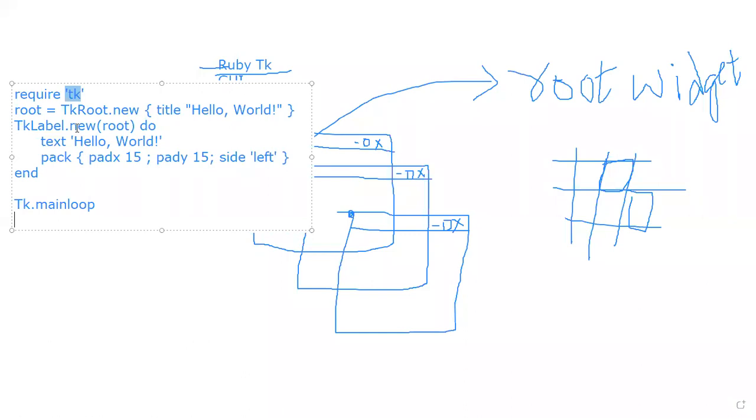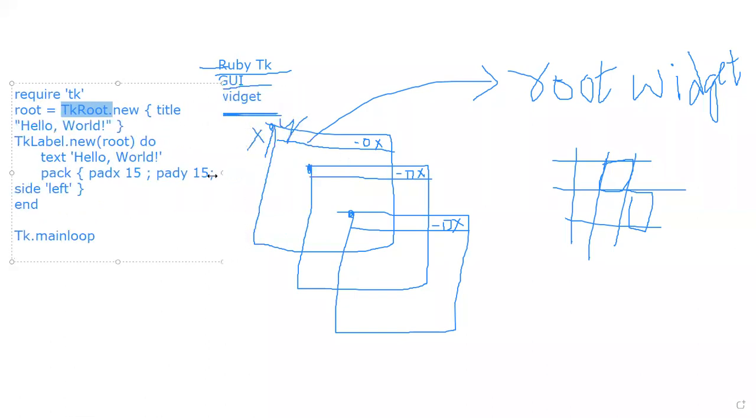Okay, so try to install Ruby TK in your systems. So everything is the same like your Ruby program, how you have written. TK root is the main class from where you are going to create a title. What is the title of the window? Hello world is going to show here.